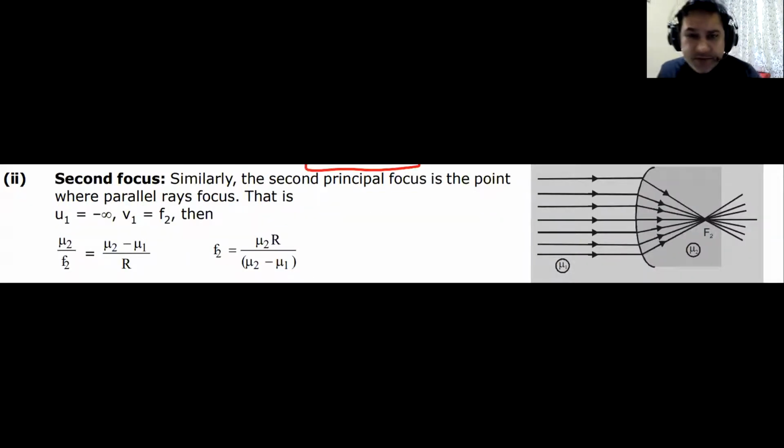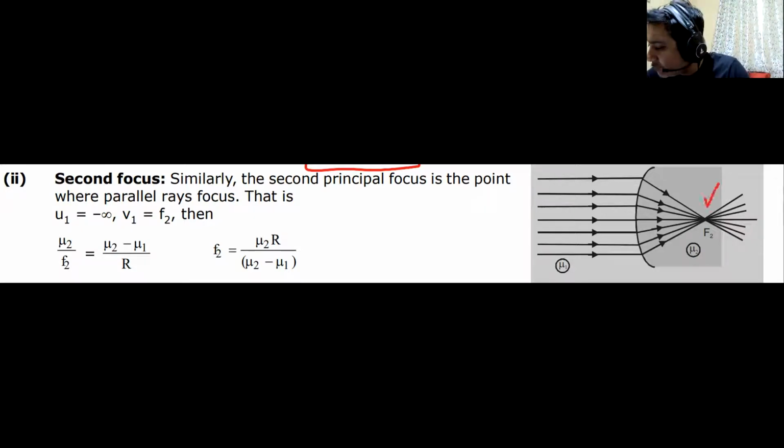Now is the time that we understand the second principal focus, and I will give you a second to tell me what would be the second principal focus. The first principal focus is the point where if I place the object, the image is formed at infinity. Then what would be the second principal focus looking like? Can anyone tell me? Object at infinity. Object is at infinity. Where is the image formed? The image is formed at the second principal focus.